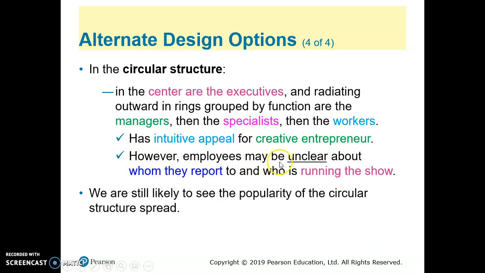However, employees may be unclear about whom they should report to and who is running the show. As you can see, in the center is the executive, and around the executive there are managers, specialists, and workers. Workers are quite confused about whether to report to the executive at the center, to the managers, or to the specialists, because they all have different ranks, so it's kind of unclear to normal employees or workers. We are also still likely to see the popularity of the circular structure spread. It is quite popular, but it has pros and cons as well.